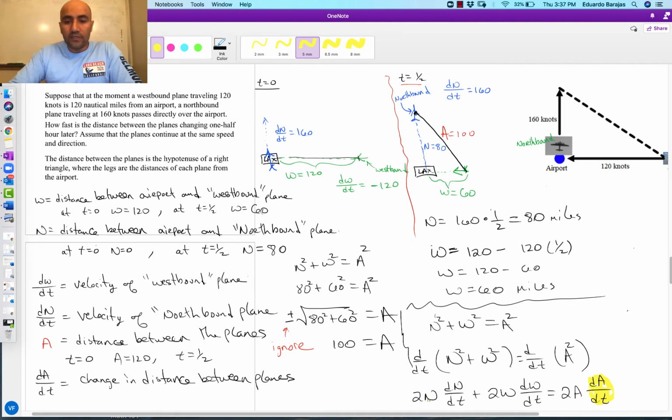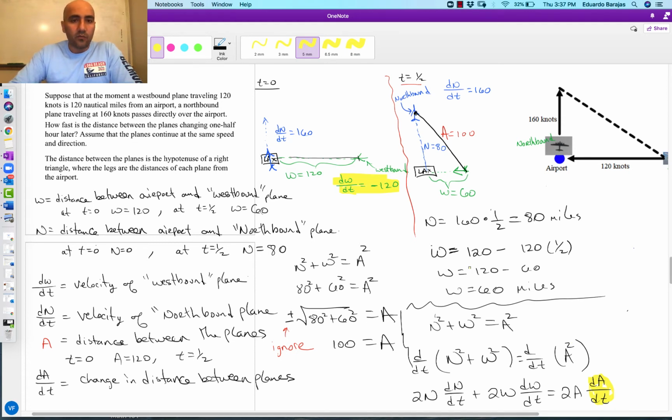At this particular point in time, we said n is equal to 80. dn/dt, well, we have that. That's equal to 160. W is equal to 60. And dw/dt is equal to negative 120. I put that somewhere... Oh, yeah, here it is. Negative 120. We established that the sign is important. And A, we established A was 100. So we have everything we need here to solve for this rate.